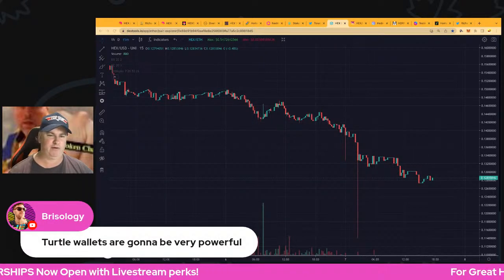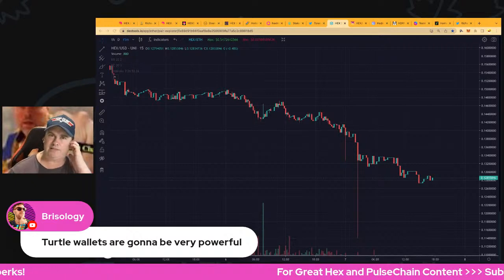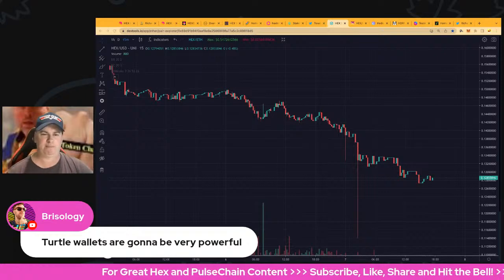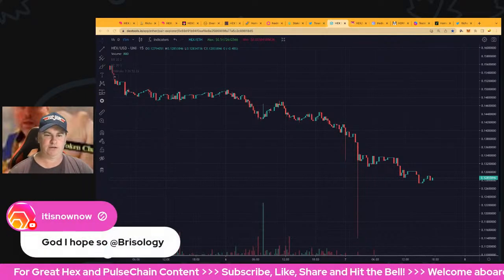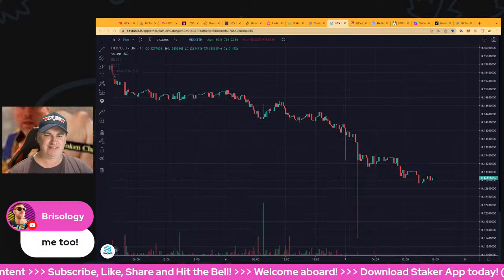Rosology says Turtle wallets are going to be powerful. They will be very powerful. I agree with that. So what's the minimum to be a Turtle? I think it's around about 80 shares, something like that at the moment. Something like that maybe. God, I hope so. Rosology says it's now. Me too, says Rosology. What else we got?